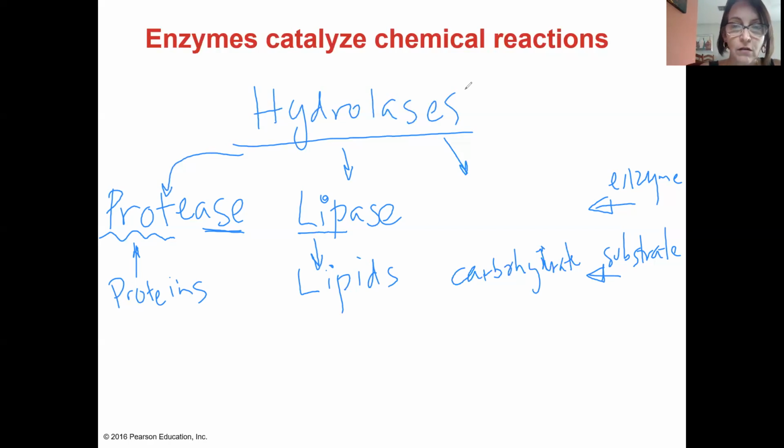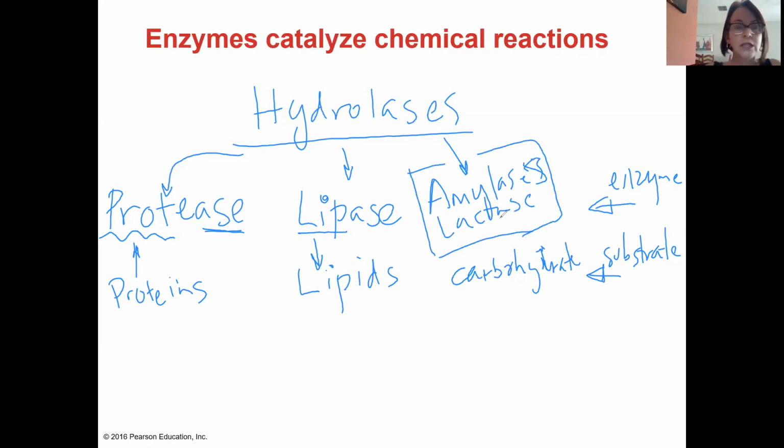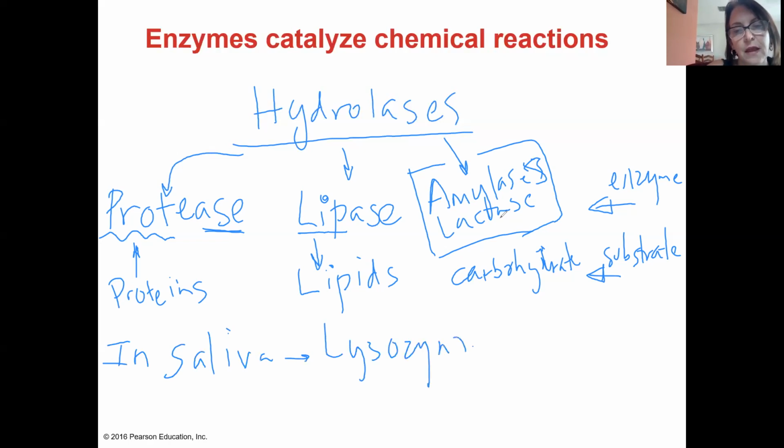One of the first ones acting are the amylases. Lactase, for example, is another one. We have many of them. I also want to call your attention to a hydrolase that we have also in saliva. We have a hydrolase that is called lysozyme. It also breaks down bonds or chemical bonds, but it does not break down chemical bonds in proteins, lipids, or carbohydrates. It really acts on the cell wall of bacteria.